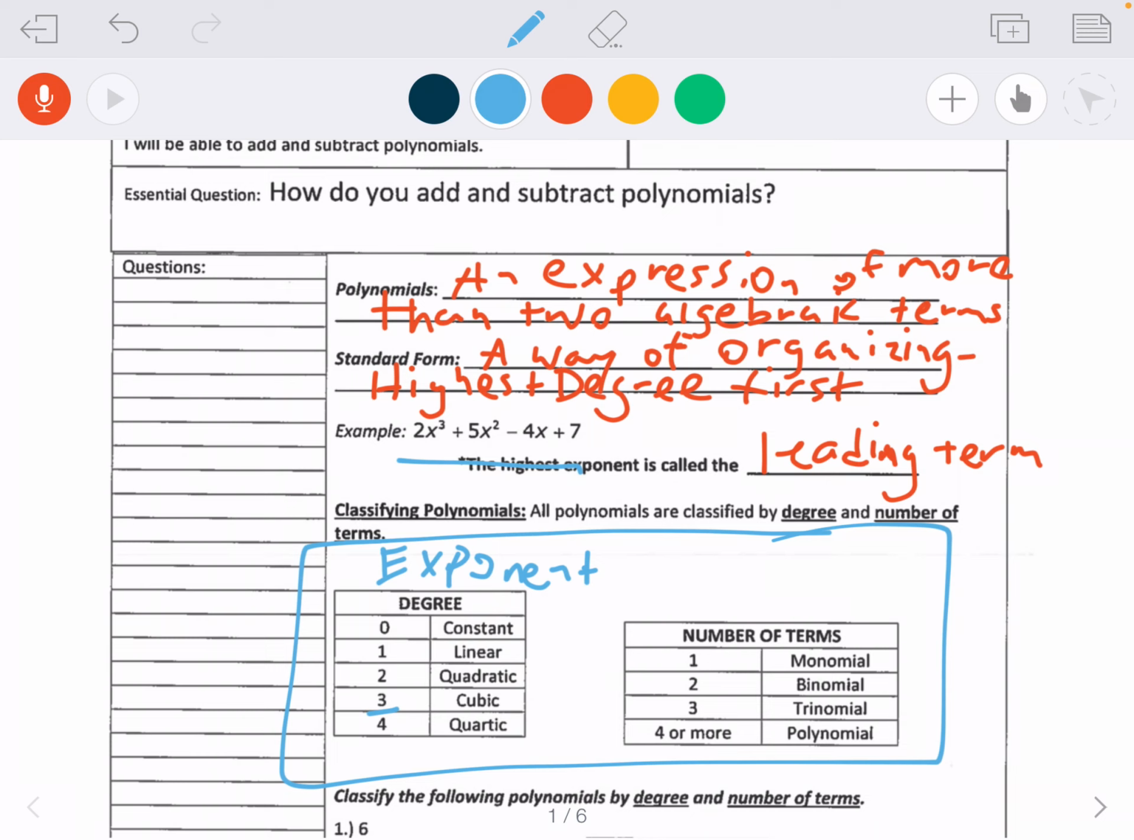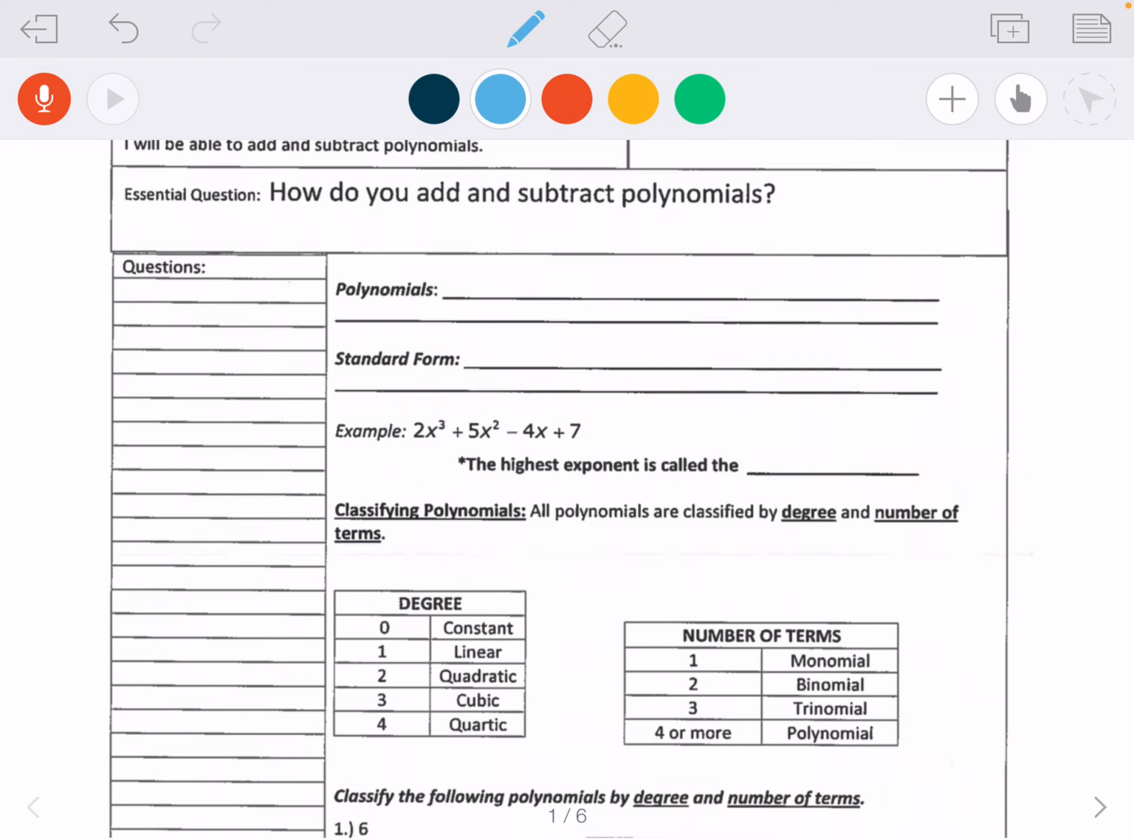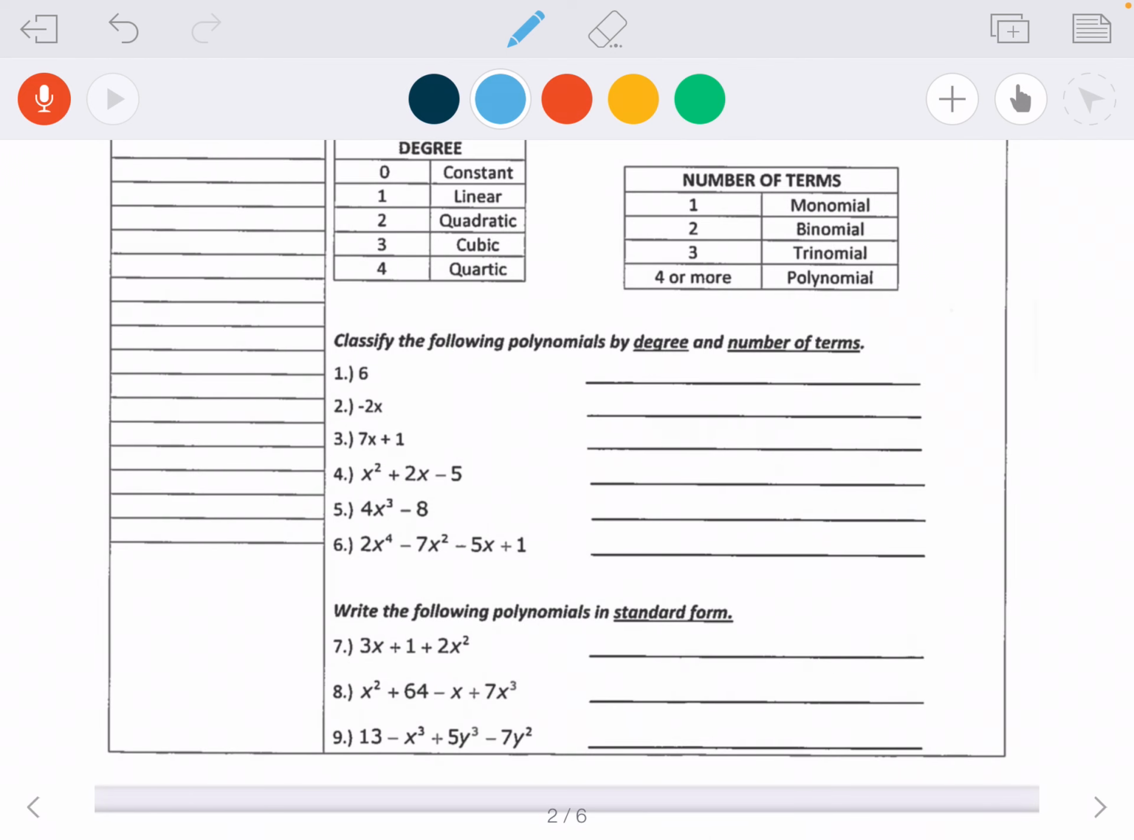And then the number of terms, we should already know what terms are. If we look at this example, we have 4 terms. So if we were to classify this example, we would have a cubic polynomial. But we will get to that more here in a second. So if we look at this first question, we have 6. 6 does not have an exponent. There's no variable with the 6. It has no exponent value, so that is a constant. And then if you think about the number of terms, it is a constant monomial. If you look at number 2, negative 2x, remember there's an invisible 1 with that x. So this has an exponent value of 1, and there's 1 term, so this would be a linear monomial.